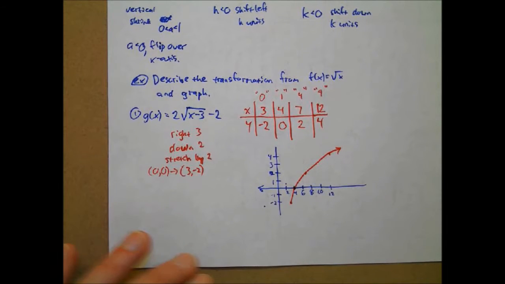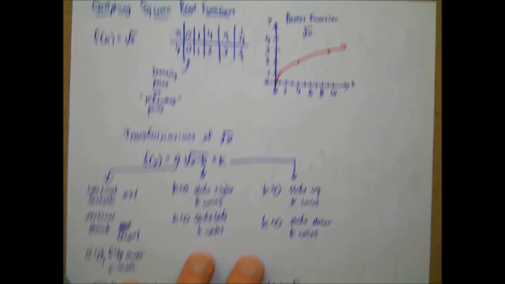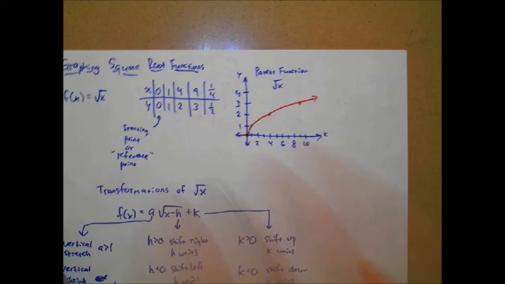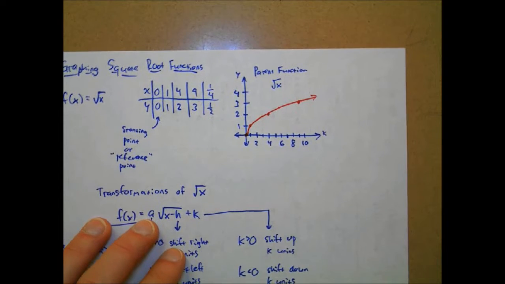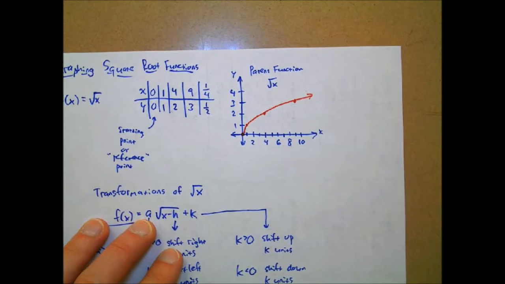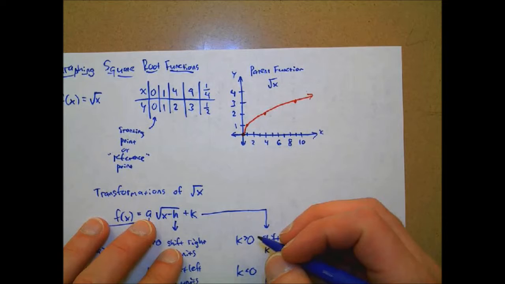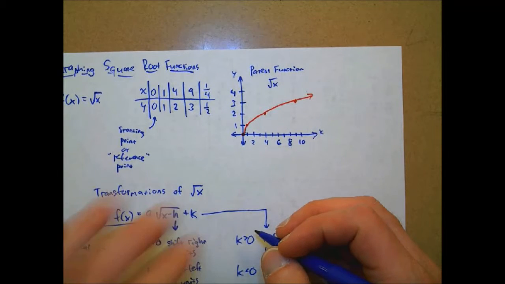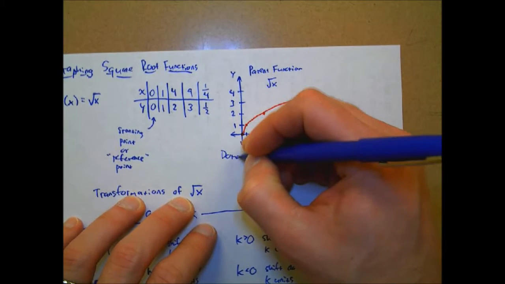Okay. One thing I forgot to talk about, if I go back up to the parent function real quick, what's the domain of this parent function, the square root of x? Where does it start? At what x value? 0. Yeah, 0 to infinity. Exactly right.